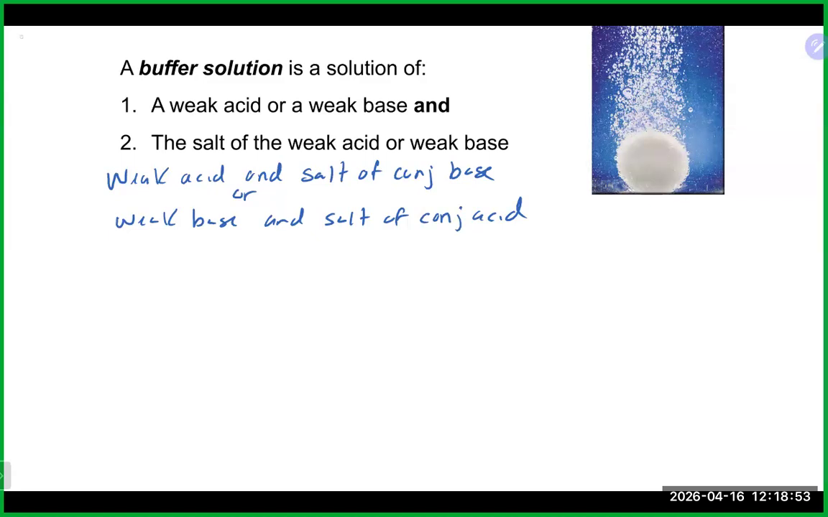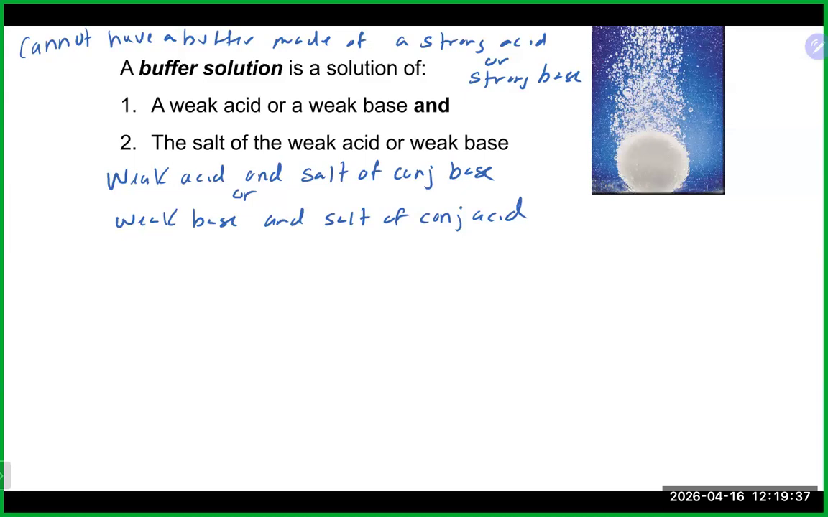You cannot have a buffer that is made of a strong acid or a strong base. Not to be confused, as we'll talk about, you can make a buffer from a reaction of a strong acid or a strong base, but the strong acid or strong base is gone, and what you're left with is the buffer. You kind of make the buffer that way. But the buffer itself has to be a weak acid and its conjugate base or a weak base and its conjugate acid. And again, they both need to be in the solution to begin with.